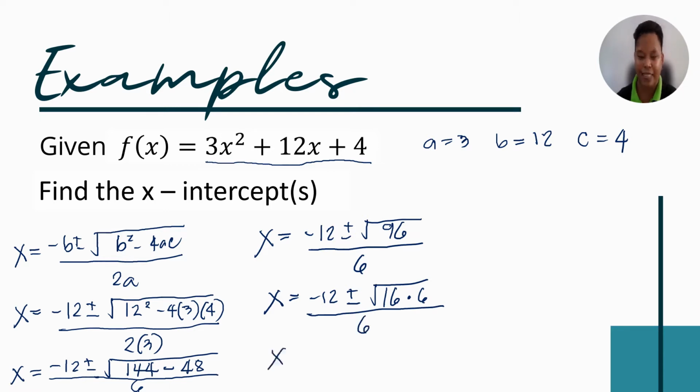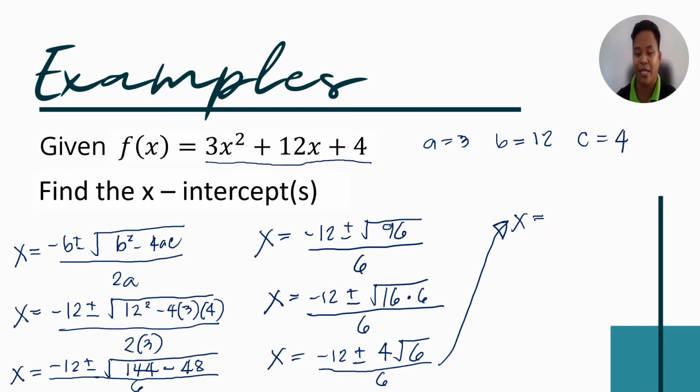all over 6. X is equal to negative 12 plus minus the square root of 16 is 4, and 6 is not a perfect square. So we're going to remain it inside the radical sign all over 6. If we're going to simplify this fraction, we have x is equal to negative 12 divided by 6 is equal to negative 2 plus minus 4 divided by 6. So we can express this as 2 over 3 square root of 6.